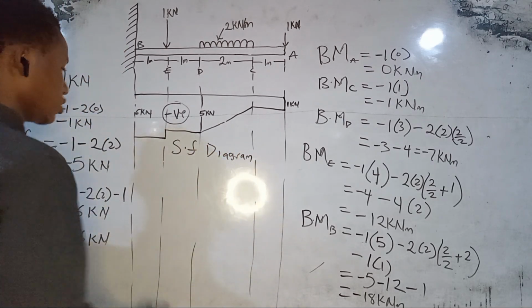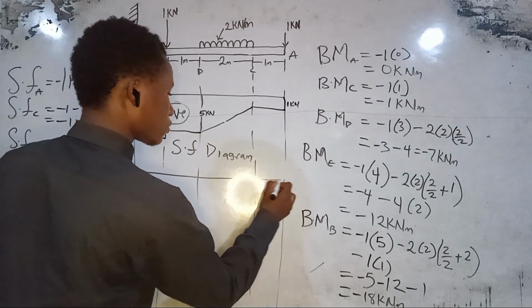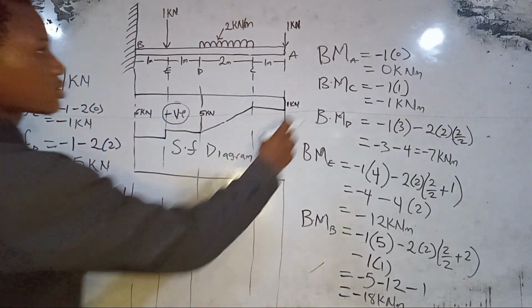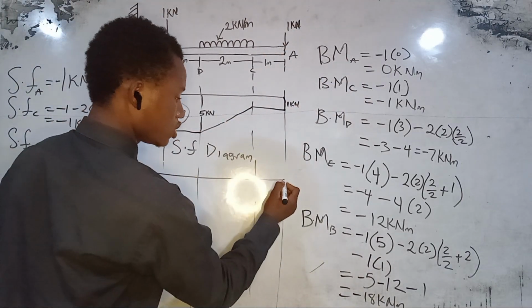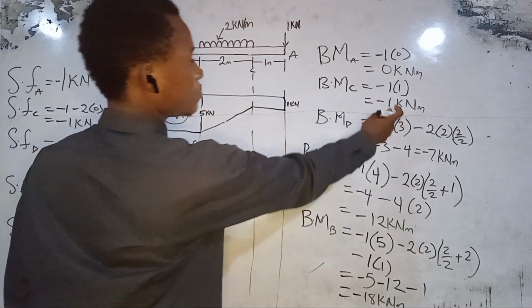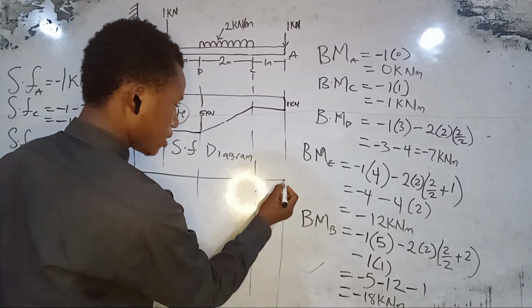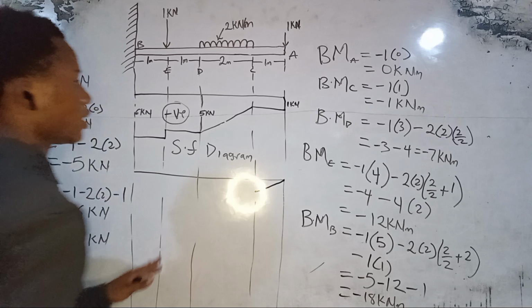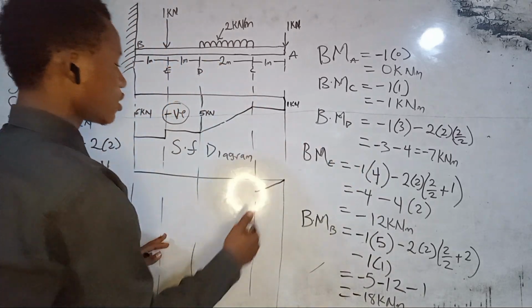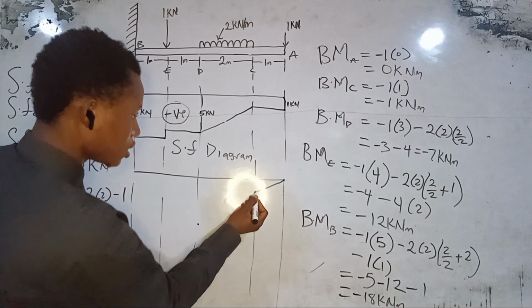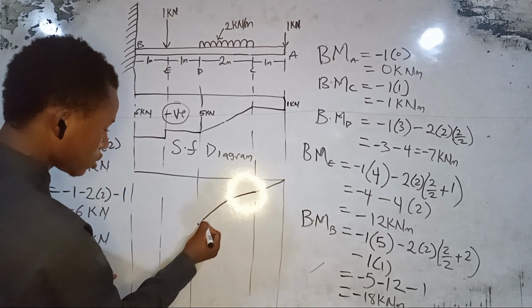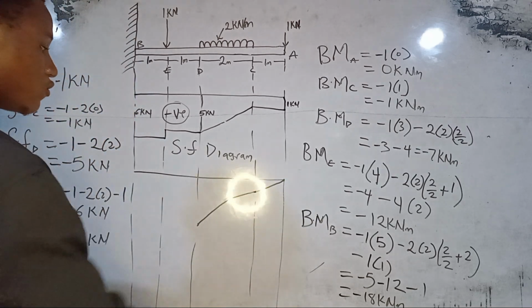Now to the bending moment diagram, the bending moment at A is equal to 0. So this point here, that is 0. Our bending moment at C here is minus 1. So something like this, minus 1. We draw our diagonal line here. Then our bending moment at D is minus 7. So minus 7 can be somewhere here. And since this is a U.D.L, we will have a parabolic curve there.